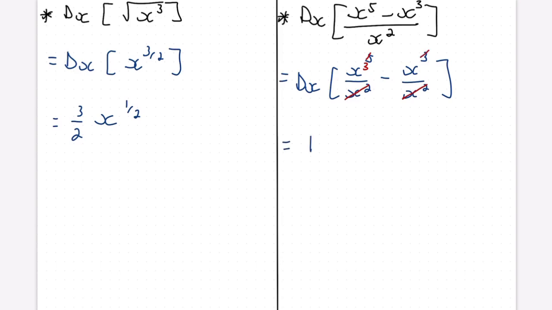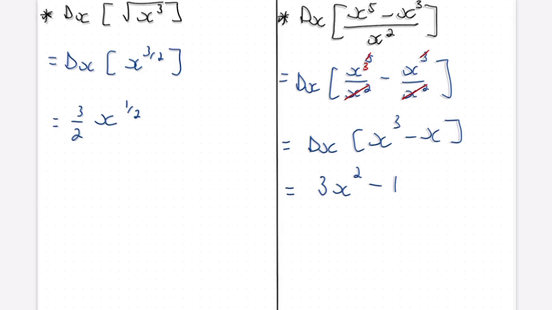So now I'm just being asked to derive x to the 3 minus x. Now I'm about to start deriving, so I can stop writing that instruction to derive. I'd have 3x squared minus 1. Let's look at some more examples.